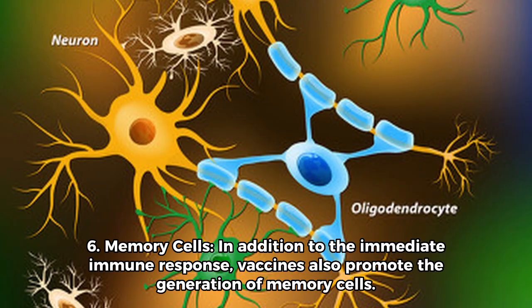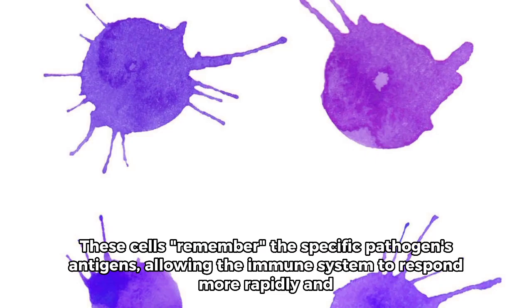6. Memory cells. In addition to the immediate immune response, vaccines also promote the generation of memory cells. These cells remember the specific pathogen's antigens, allowing the immune system to respond more rapidly and effectively if the person is exposed to the actual pathogen in the future.